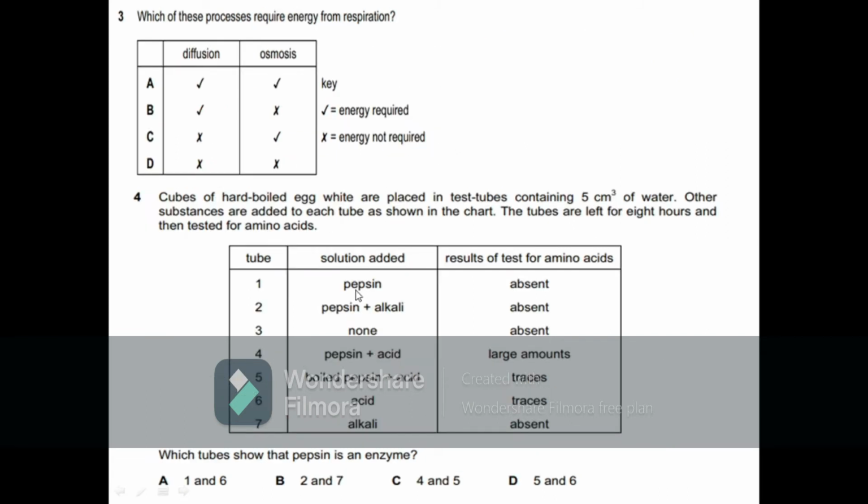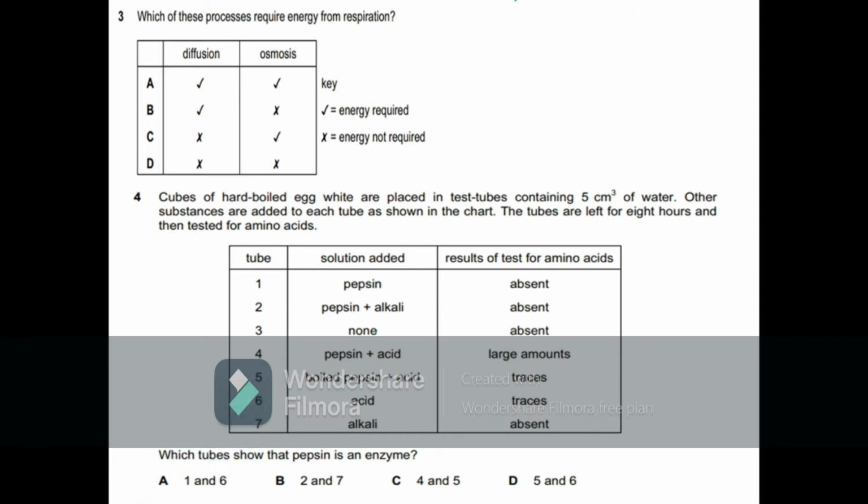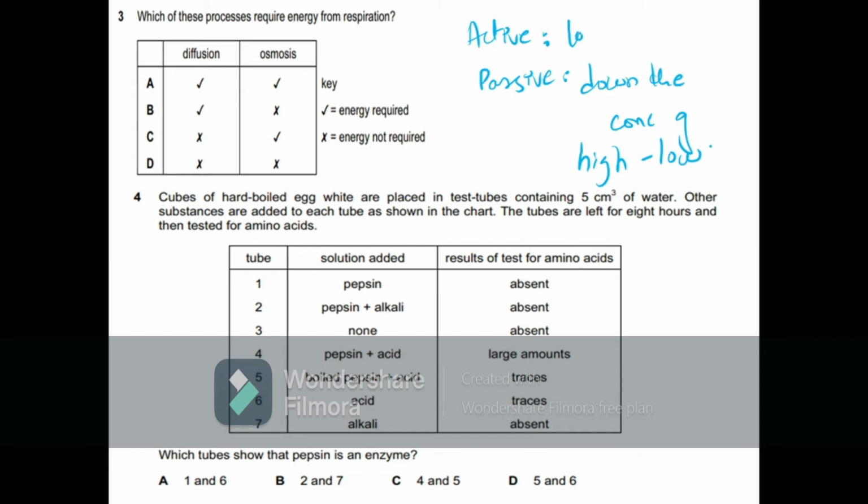Okay. Which of these processes require energy from respiration? When we are discussing transport, there are two types: active transport and passive transport. In passive transport, substances move down the concentration gradient, which means from high to low concentration. While in active transport, substances move from low to high concentration, against the concentration gradient. So in active transport, you need energy.